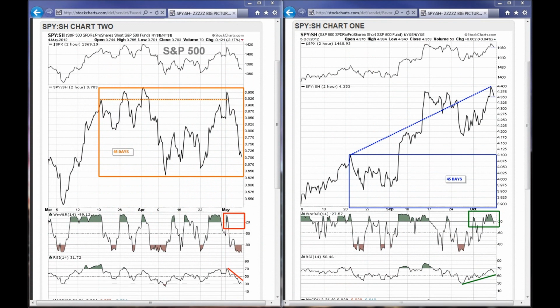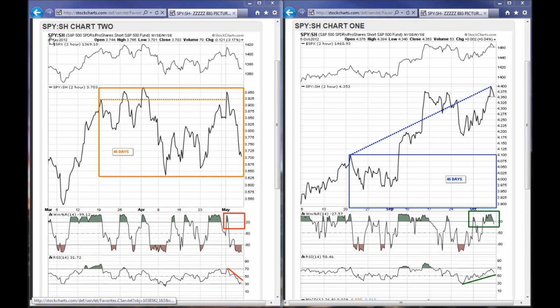For the next series of charts that we'll look at, the concepts will be the same. Here, this is where the stock market, the S&P 500 on a 2-hour chart, rolled over. This is early May of 2012. Here is where you wanted to get out or short or go defensive.